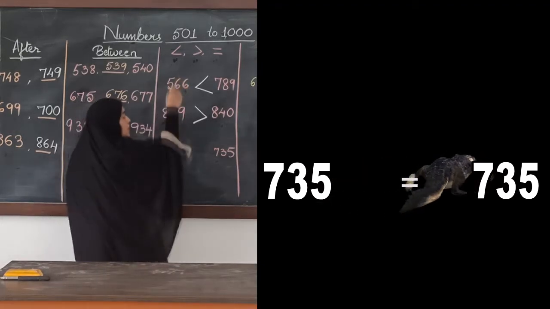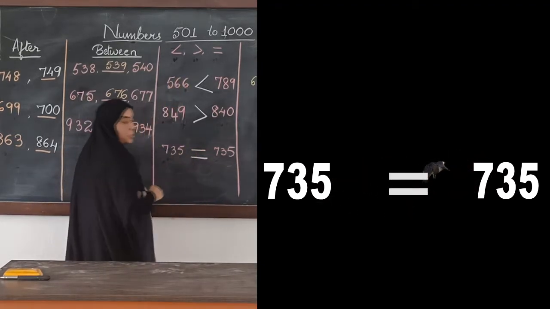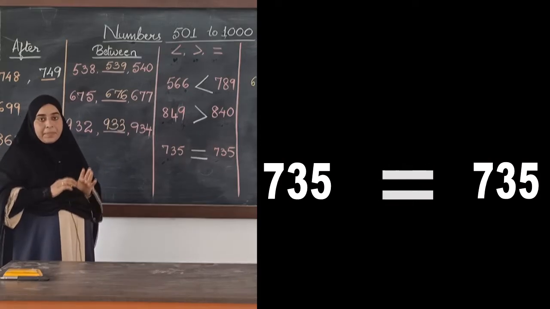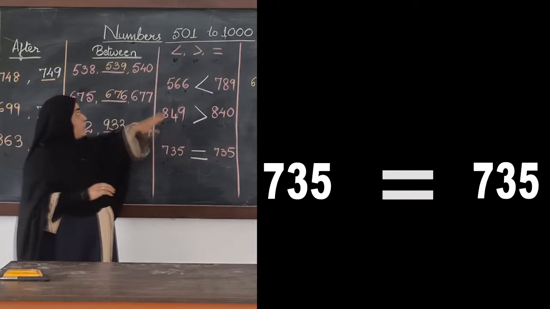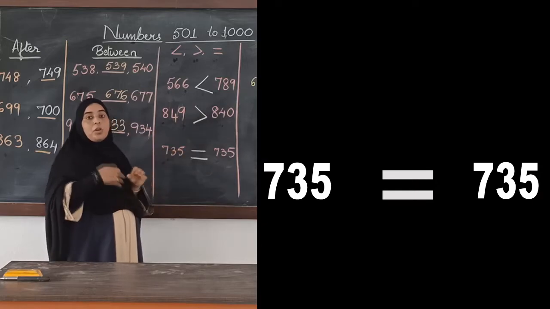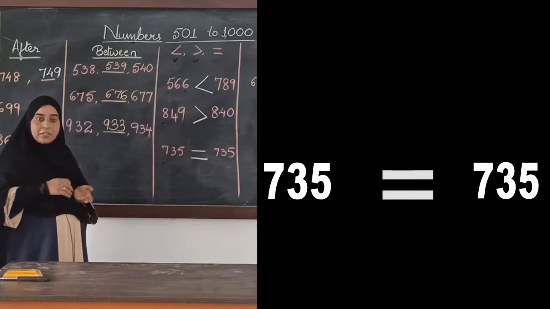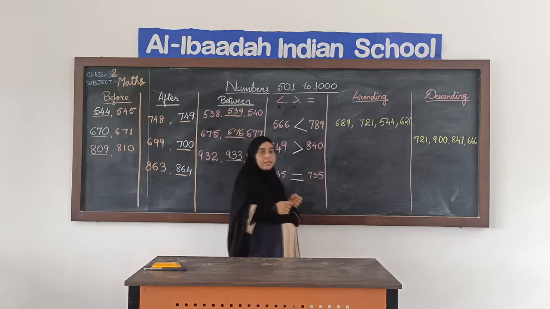We will use the third symbol, that is equal to. This is how we compare the numbers. Okay, we have compared and we have used the signs to show which number is greater, which number is smaller, or the numbers are equal.